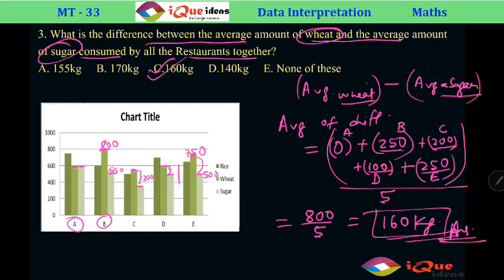Alright, or the other way, you could have calculated the average of entire wheat, average of entire sugar. That would take more time. The differences will take less time and less calculation. Okay, so the answer is C, 160 kg. Now let's take up the next question.